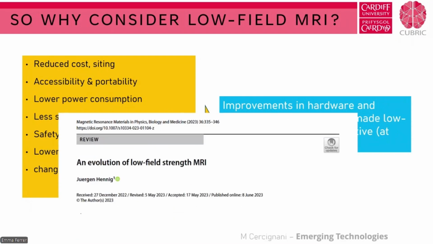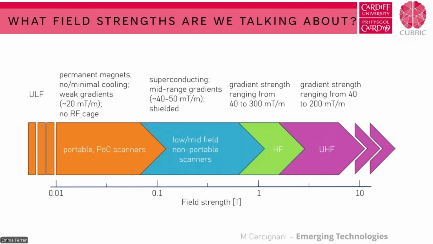I would recommend looking at this review paper by Jürgen Hennig, which really gives a very nice historical perspective on how MRI really was born at low field and how this field has evolved in the past few years. So we've seen already what we mean by high and low field.